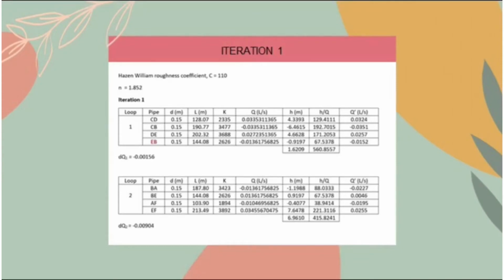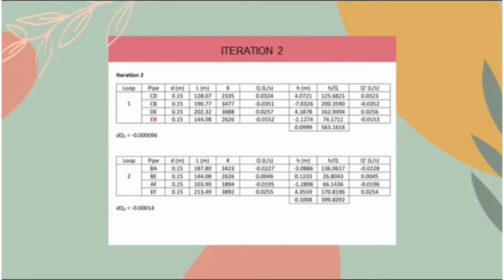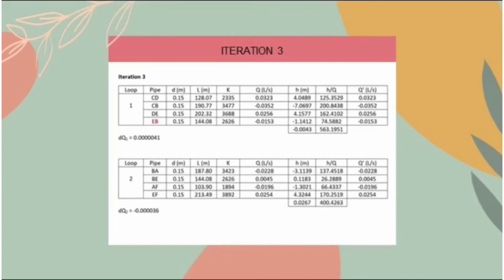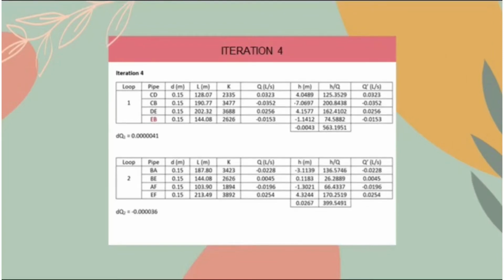This is the first iteration, and the correction values for loop 1 and loop 2 are negative 0.00156 and negative 0.00904 respectively. The correction values for loop 1 and loop 2 in the second iteration are negative 0.000096 and negative 0.00014. For the third iteration, the correction values are 0.0000041 and negative 0.0000036. The correction values for the fourth iteration are the same as in the third iteration.